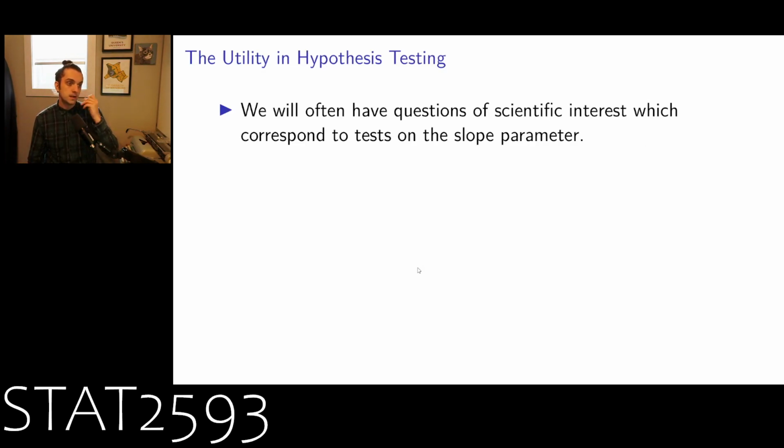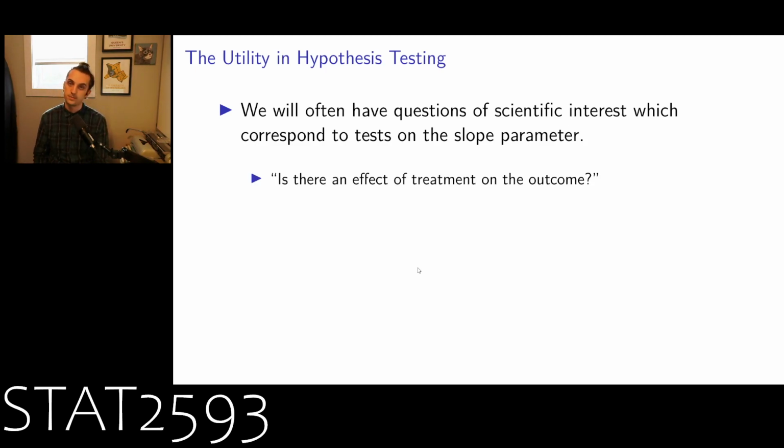So we'll often have questions of scientific interest, which are going to correspond to tests of the slope parameter, right? In terms of why we care about this, if you start to frame different scientific questions, often you could think about those as being questions about whether the slope parameter, for instance, is equal to 0 or not. So is there an effect of treatment on the outcome?